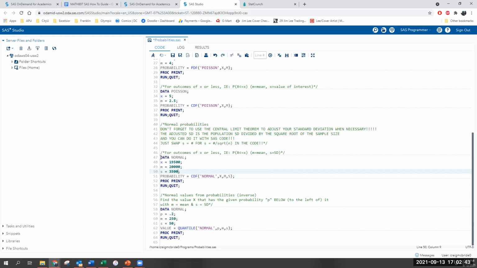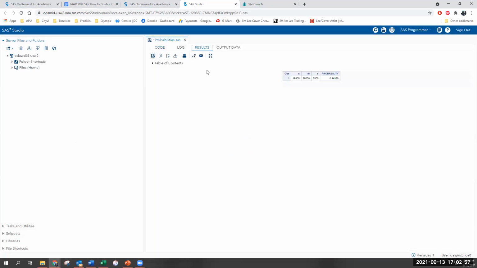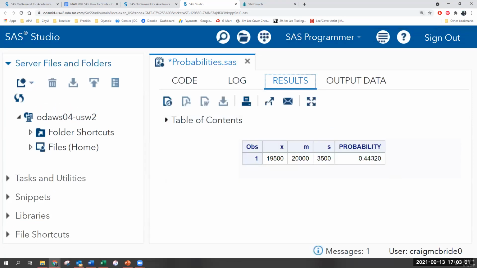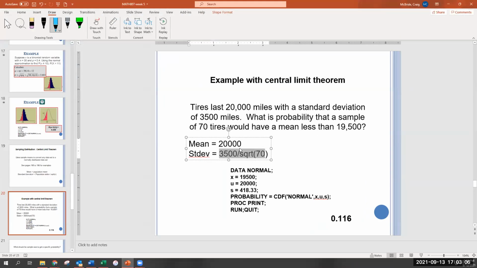Now, if we run this, this is the probability of picking 1 tire. What's the probability that 1 tire will have a lifespan of 19,500 or less? Because remember, that's what a CDF is, always that or less. So we run this. It's hard to see, but there it is, right? 44%. Which makes sense, remember, because if the average is 20,000, 19.5 is just a little to the left of it. And remember, the area under the curve from the average to the left is always 50%.